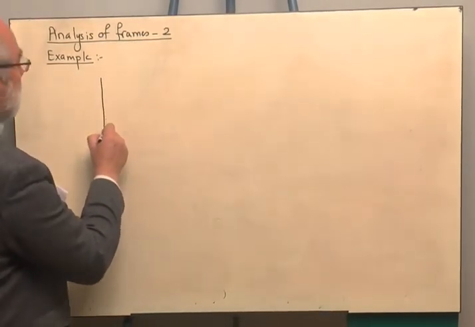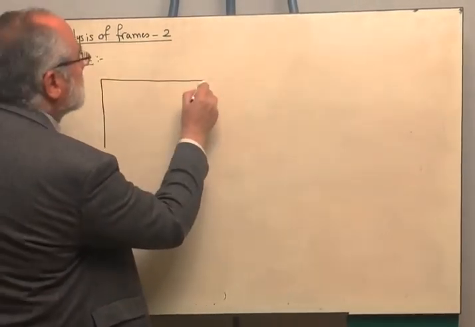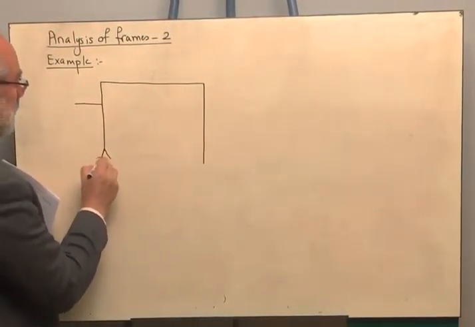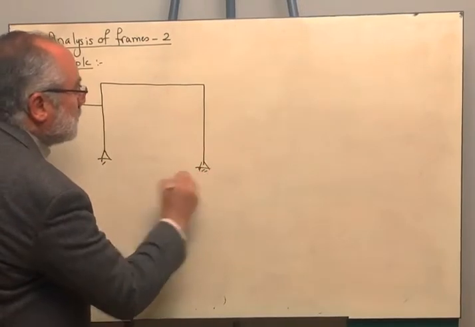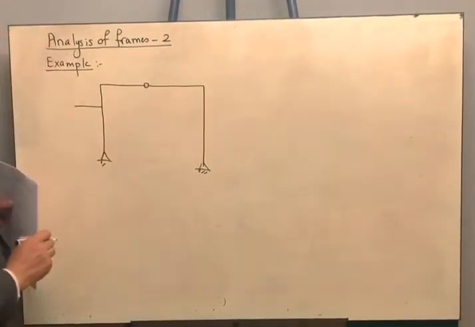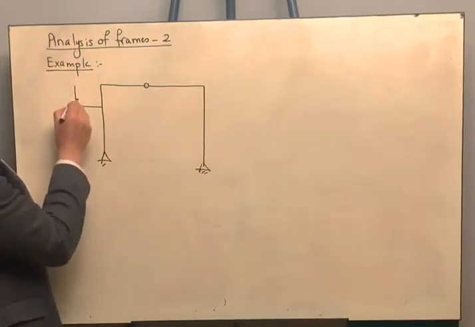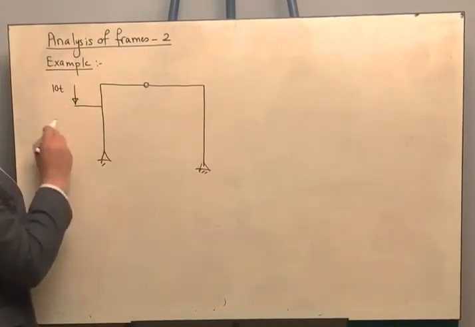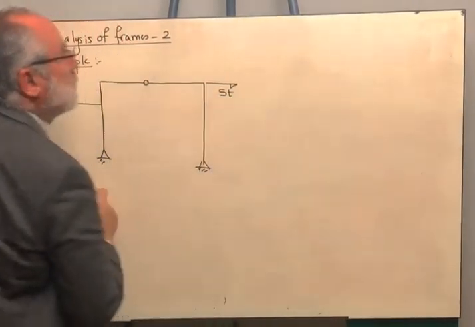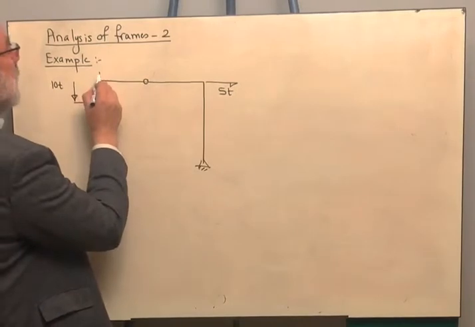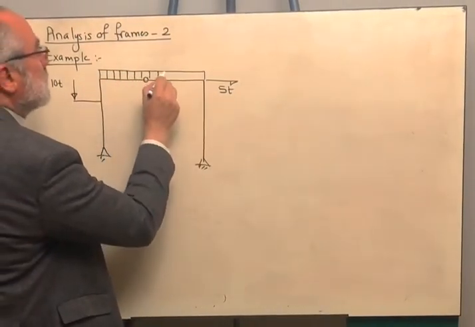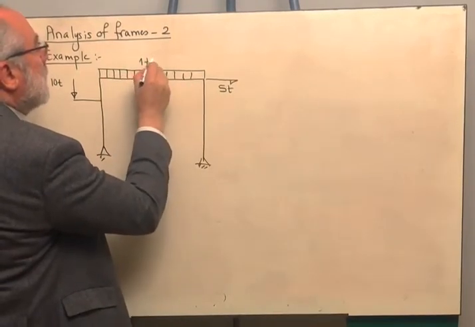So we are having a frame like this. It is supported by two hinged supports, and we are having an intermediate hinge. There is a concentrated load of 10 ton and another concentrated load of 5 ton in the horizontal direction, and the rafter of the frame is subjected to a distributed load of 1 ton per meter.